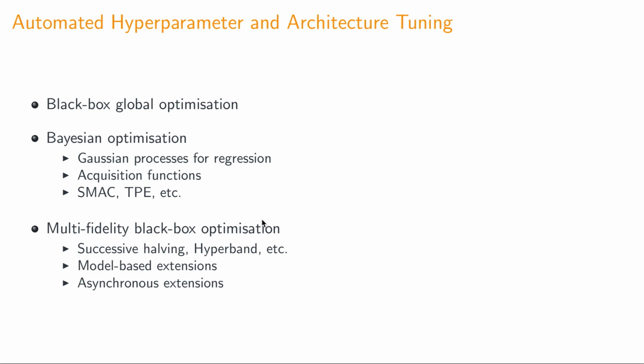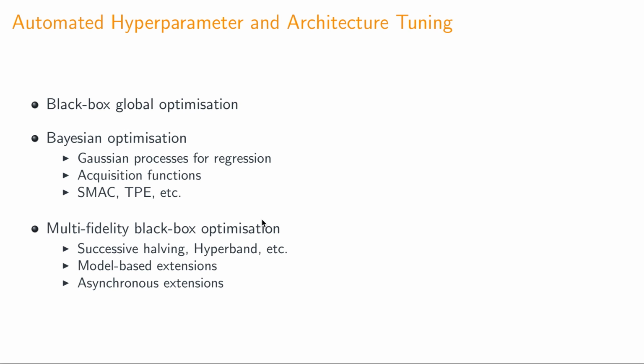So in this presentation, I would like to go into more detail into automated hyperparameter and architecture tuning, because finding the right configuration of hyperparameters is so critical to the performance, and because this is so painful to do in practice, we want to automate that process. And what I'll do in the tutorial is that I first talk about black box global optimization, which is a general framework for tackling this problem.